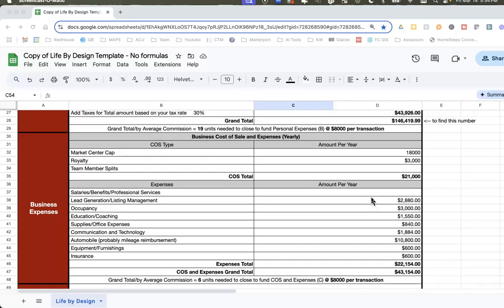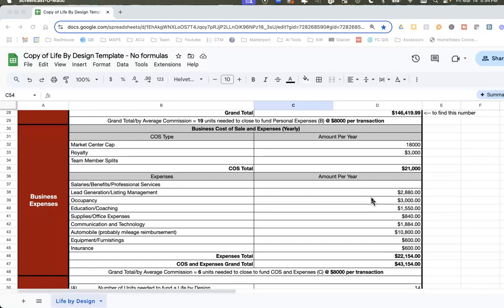Next, we're going to move down to the section that's our business cost of sale and expenses. My market center cap is $18,000. My royalty is $3,000. I'm not doing any team member splits, so my cost of sale on an annual basis is $21,000. Now, I do not have any employees, so I'm not paying salaries and benefits, etc. If I did, I would put that number in here, and I would include employer tax, insurance, and all those things.